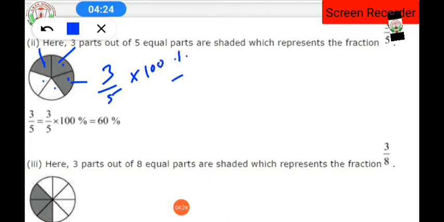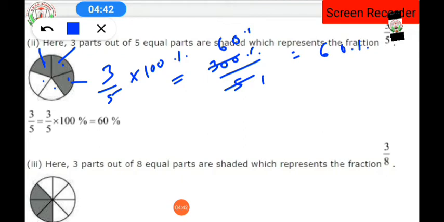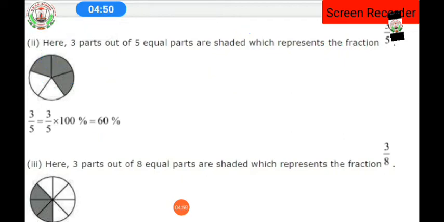In order to convert a fraction into a percent, we multiply it with 100. So 3 by 5 into 100% becomes 300% upon 5. While doing the calculation, it gets cancelled and 60% comes. The answer is 60, as 5 sixties are 300. So what is the answer you will get? That is 60%. Clear everyone?